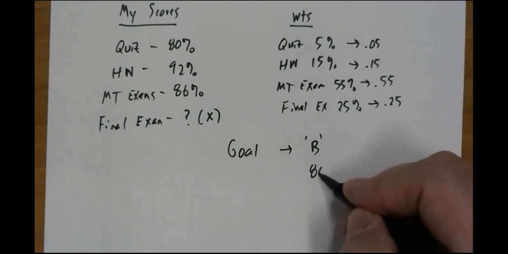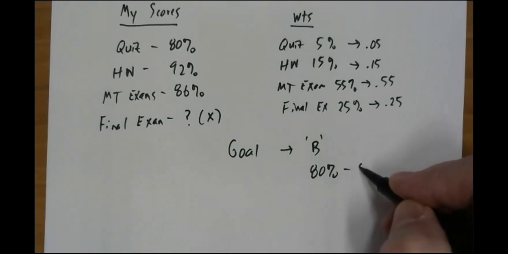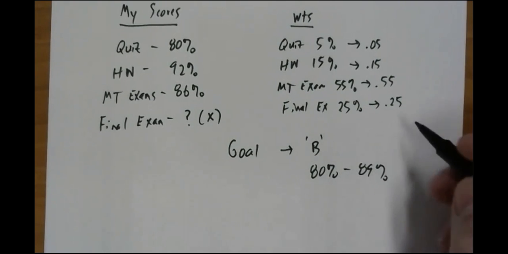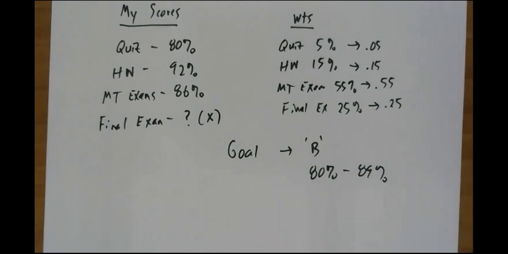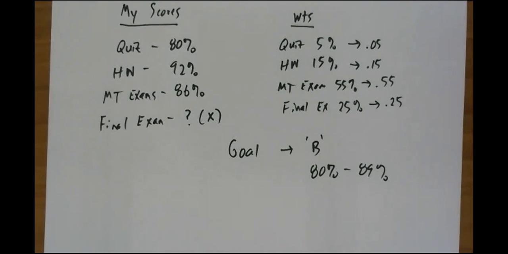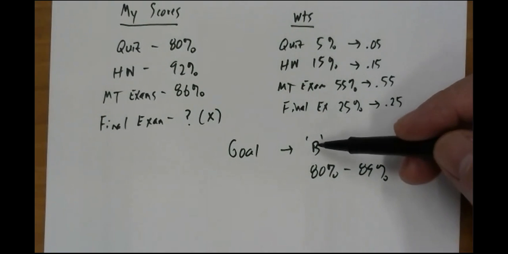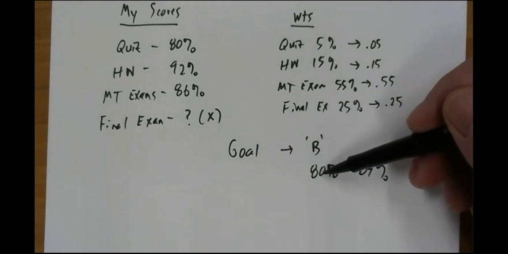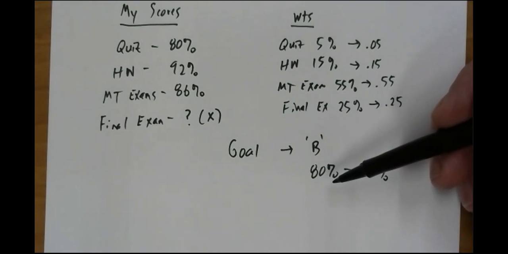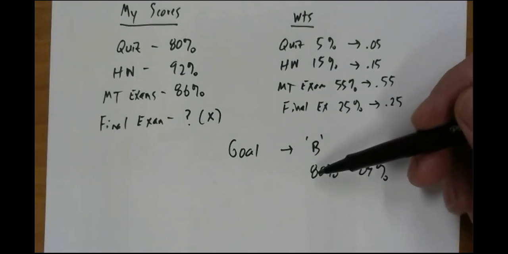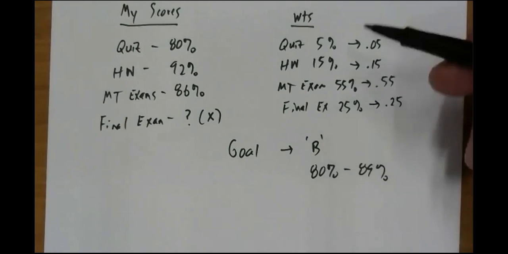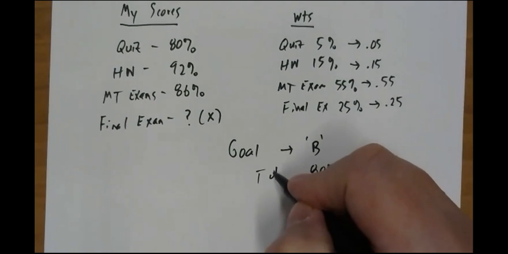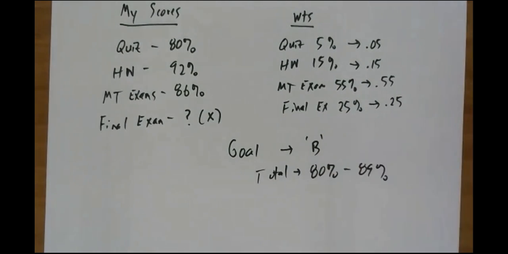Now, a B means the total score must be between 80 and 89%. So you say, if they want a B, what do they have to get on the final exam to get an 80? Because 80 is the lowest score for a B. So that's what they really want to know: how do I have to do on the final exam to get at least an 80 for my total grade?